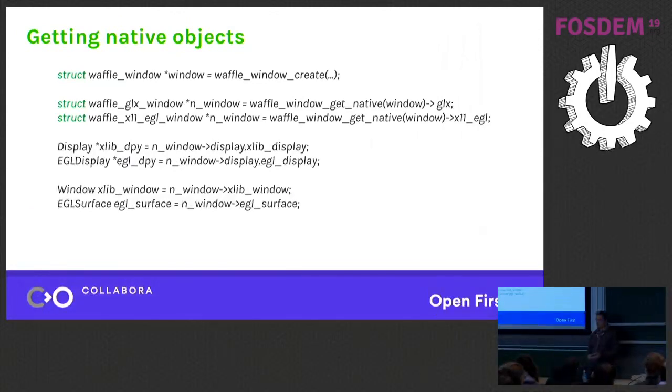Quite often you might be interested in getting the underlying details. So would that be the actual window? Would that be the EGL surface? Or would that be the actual EGL display? There are get native callbacks for pretty much everything. So you can have context get native, and you can just get the information this way.